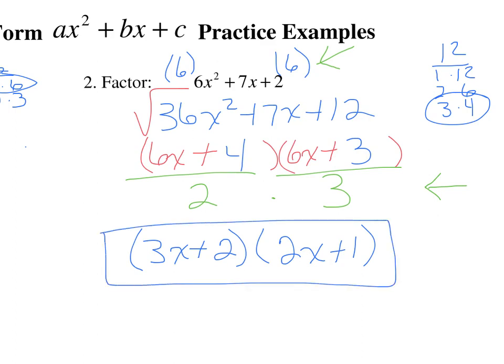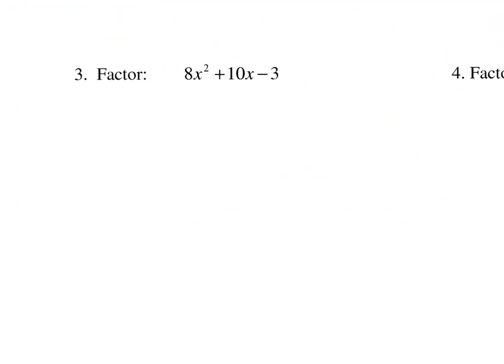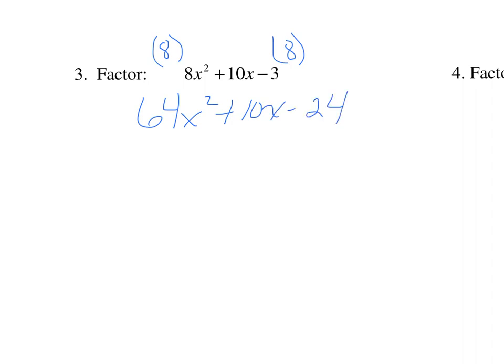Now, of course, you can always check by doing double distribute or FOIL, and you should get this original expression back. All right? So that's the method we're going to use all the way down these 2 pages. Again, can I get the 8 off with a GCF? No, it's not common, so I'm going to multiply the front term and the end term by 8. So that gives me 64x squared plus 10x minus 24.